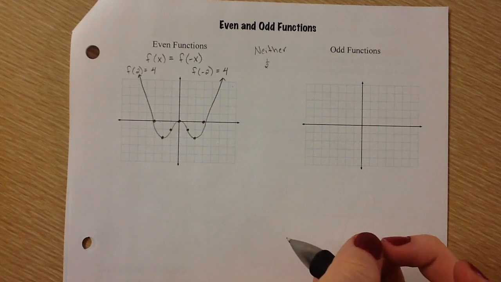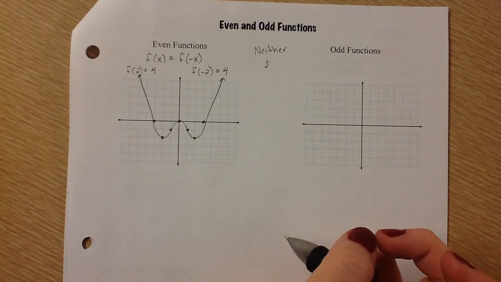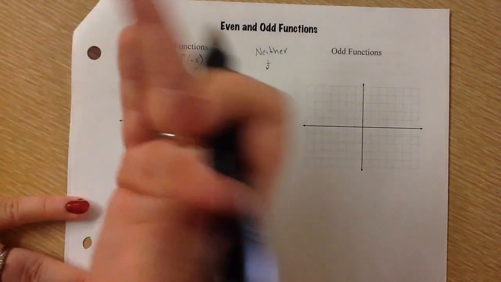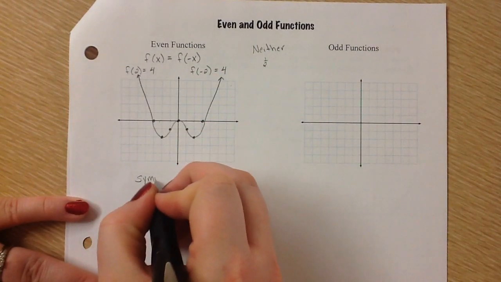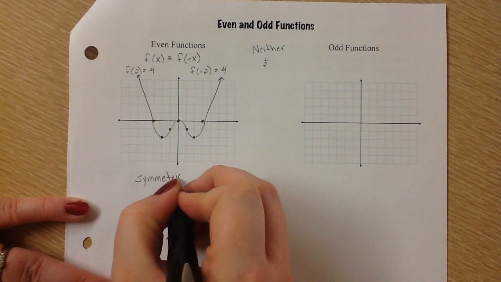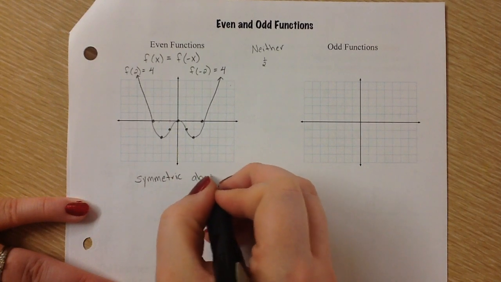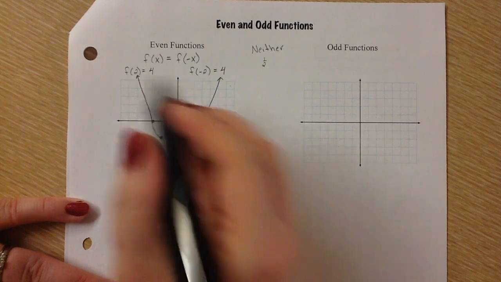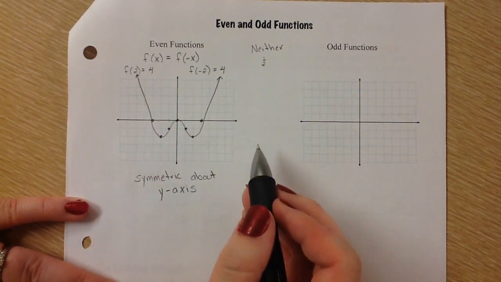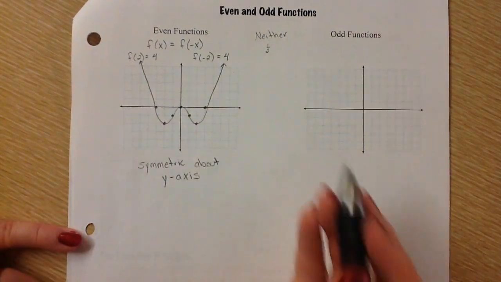When that happens, I end up having this nice symmetry. Even functions are symmetric about the y-axis. Sorry, I said x-axis, it's the y-axis. It flips it over the y-axis. Okay, and again, that's an even function.